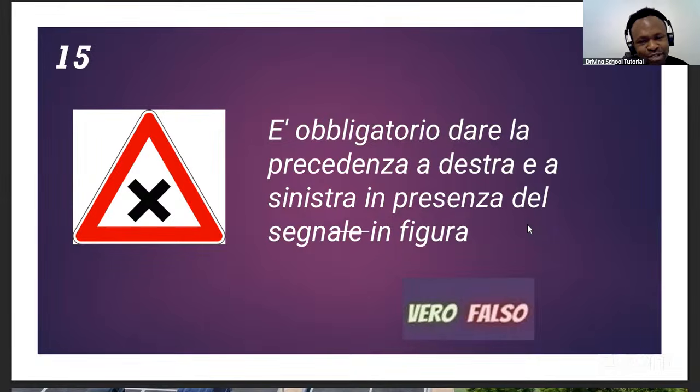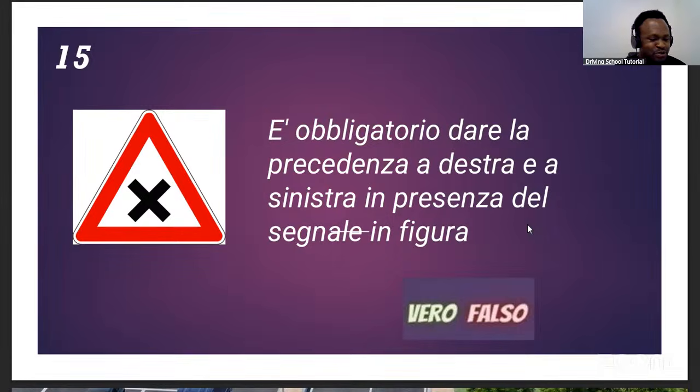È obbligatorio dare la precedenza a destra e a sinistra in presenza del segnale in figura. So, what is our response to question number 15? Is anybody helping us out with the name of this sign? The sign has a name. What is the name of the sign? Okay, very good. Thank you for that. I can't remember the names.